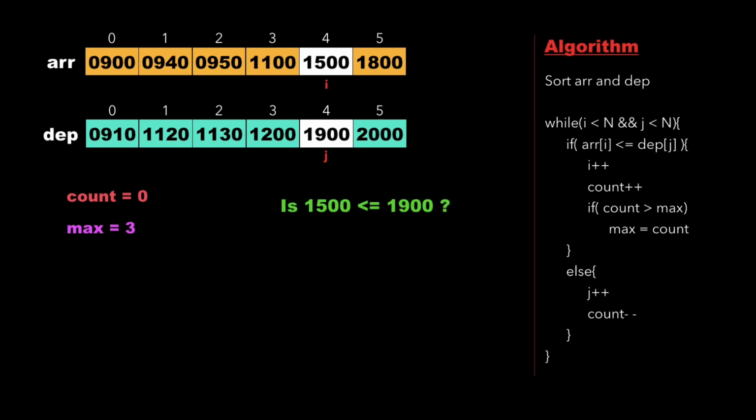Again we check whether 15 is less than 19, and yes it is, therefore we are in the if condition, we increment the value of i as well as count. We check whether count is greater than max, and it is not, therefore we move further and again check whether 18 is less than 19, and yes it is, therefore again we increment i, increment count, and check whether count is greater than max, no it is not, therefore we end the while loop. Since i is not less than n, i exceeds the value of n, therefore finally we return the max value as the number of minimum platforms required, which is 3.